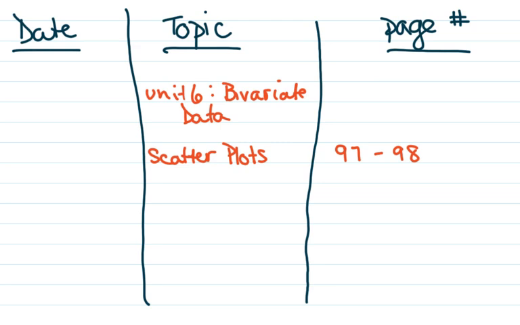Remember to fill in your table of contents. So we are starting Unit 6, which is bivariate data. Bivariate means two. We are comparing two sets of data. And the first one we are going to look at are scatter plots. I'm on page 97 to 98. Remember, your page numbers might be different than mine.